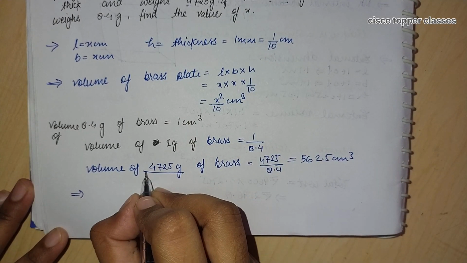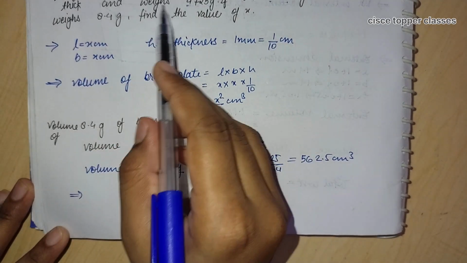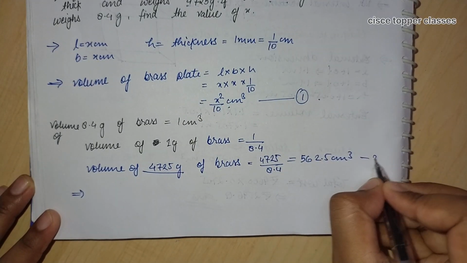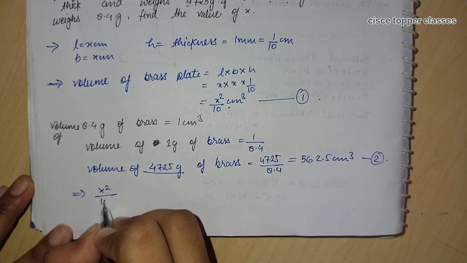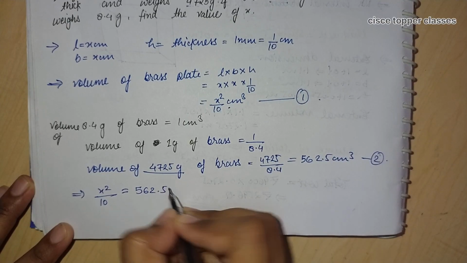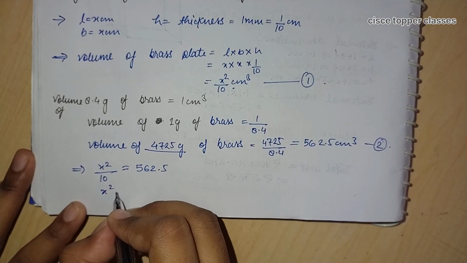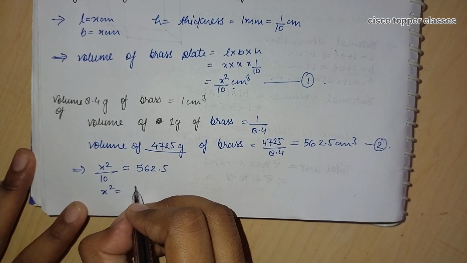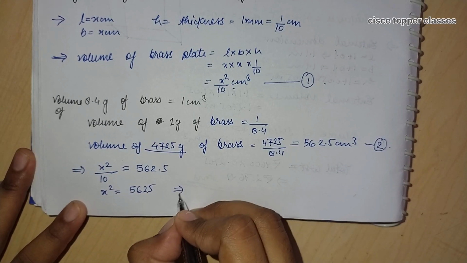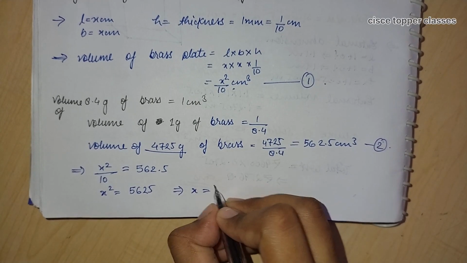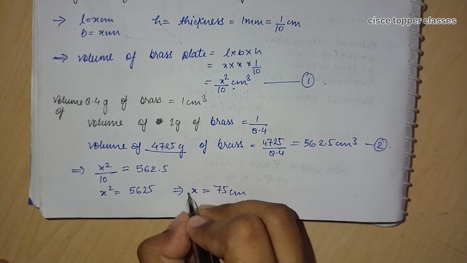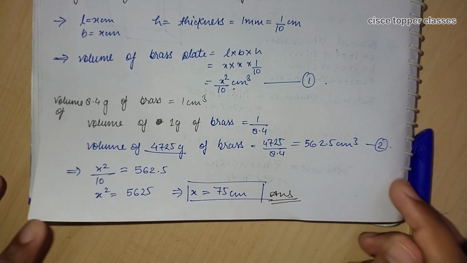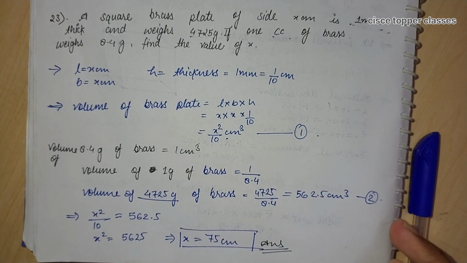So this is the volume of this much gram which we have calculated. We will compare these two values. So it will be x square divided by 10 is equal to 562.5. From that we will multiply so that we get the value of the length and breadth, or the side of the square. So it will be 5625. So here x will be, on taking the square root, 75 centimeter. This is the final answer in this question, and this is the solution of question number 23 of this exercise 16.4.